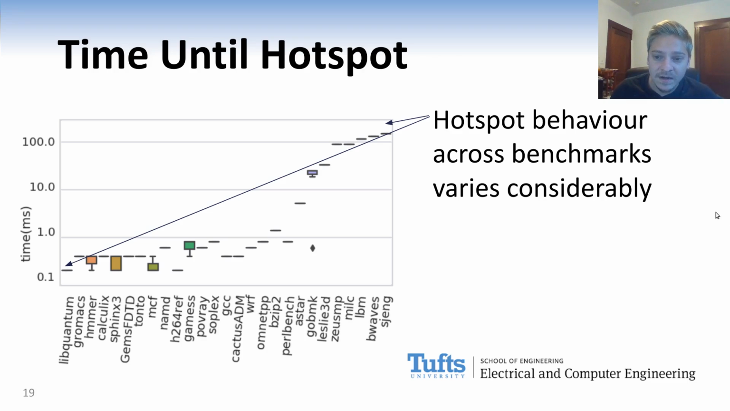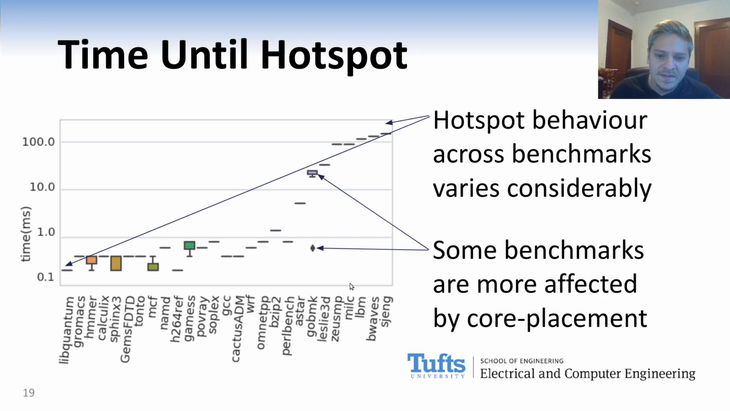A secondary trend that I want to point out here is that for some workloads like GoBMK, core placement is actually pretty significant as well. In this case, we see if GoBMK is run on a certain core, it develops a hotspot 100 times faster than if it's run on another core. And that's simply due to differences in core orientation and what surrounding elements there are to that core.